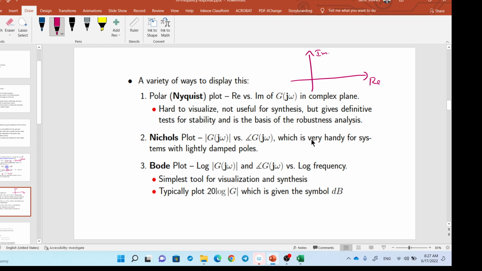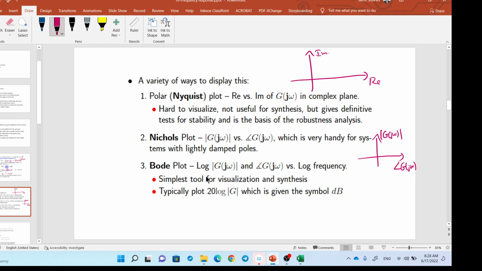Another type of plot is Nichols plot, which is amplitude versus phase. So amplitude is vertical axis, and the phase is horizontal axis. And the last one, Bode plot.